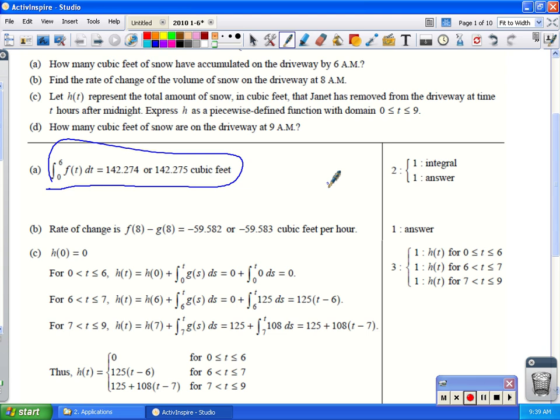In letter B, they're asking us the rate of change of volume. Now, we've done this a lot, and it's very important that you understand that we've got to consider the total rate. The total rate is comprised of two rates, and in this case, it's snow on minus snow off. So in this problem, we want to find the total rate at 8, so that's why they're taking f of 8, which is snow on, minus snow off, which is g of 8.